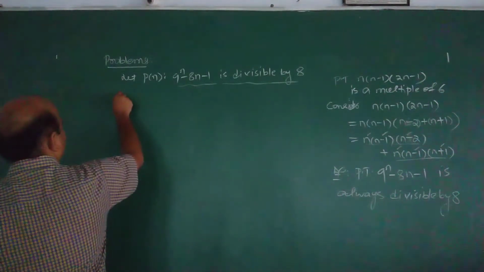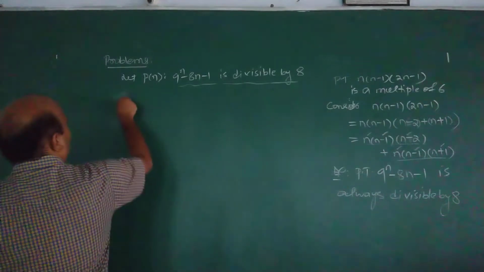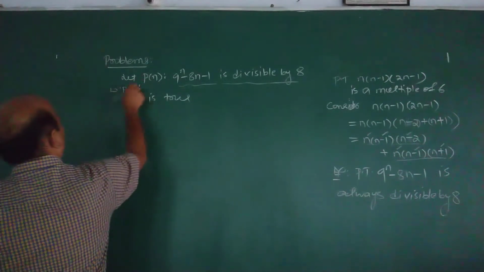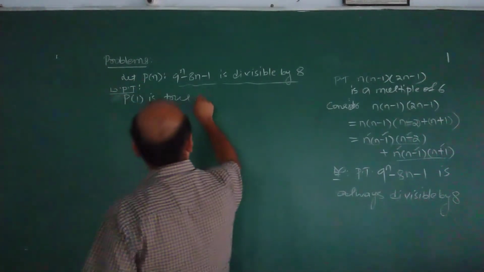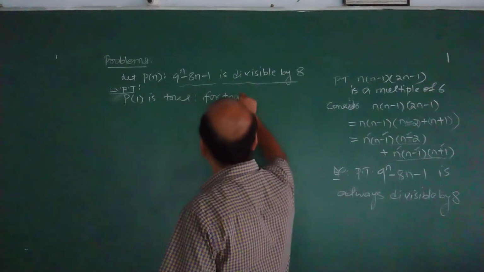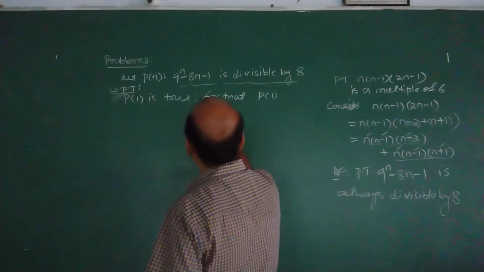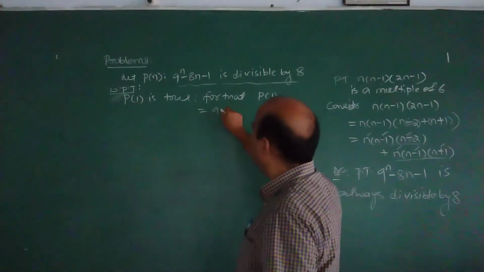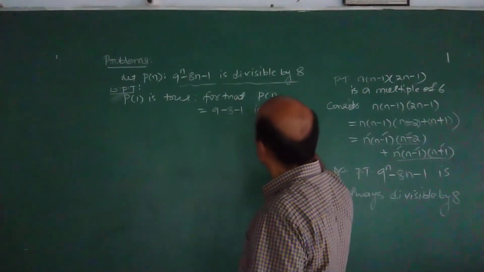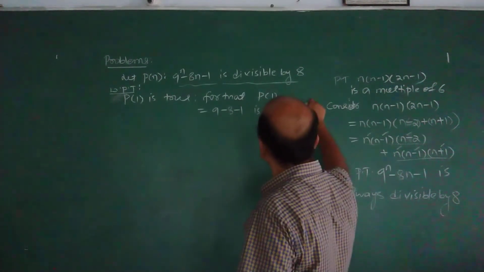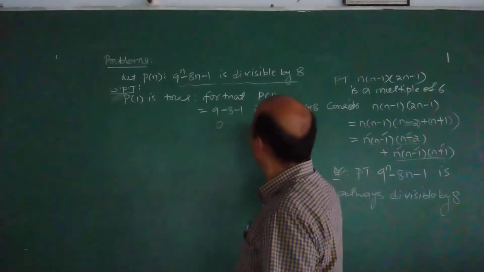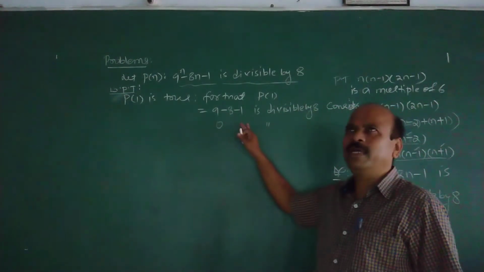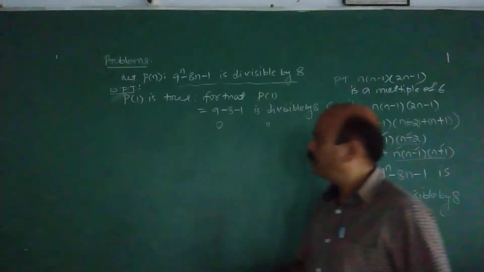First step: P of 1 is true. We prove that P of 1 is true. What is P of 1? P of 1 is 9, because n is 1, you have to substitute. P of 1 is 9 minus 8 minus 1 is divisible by 8. 0 is divisible by 8. It is true. So P of 1 is true.